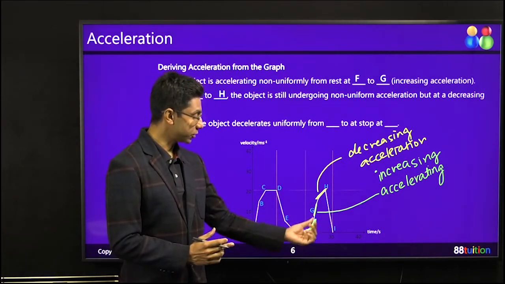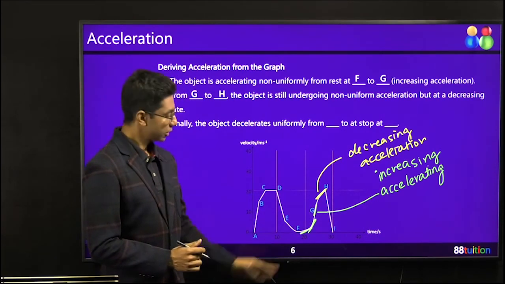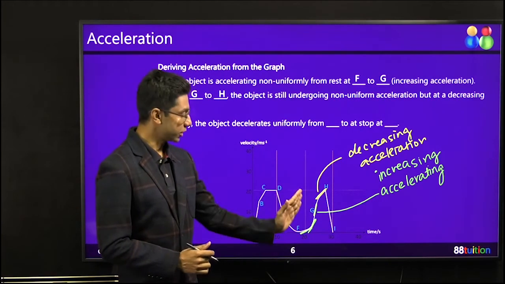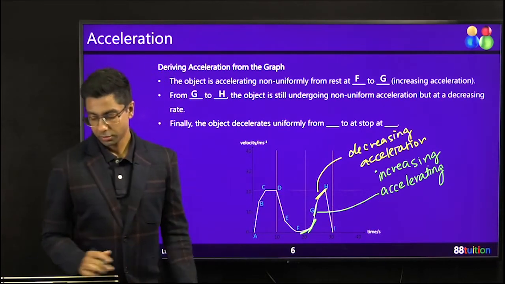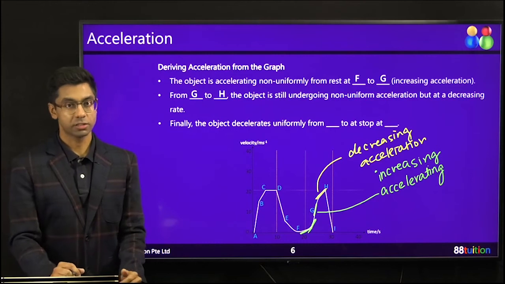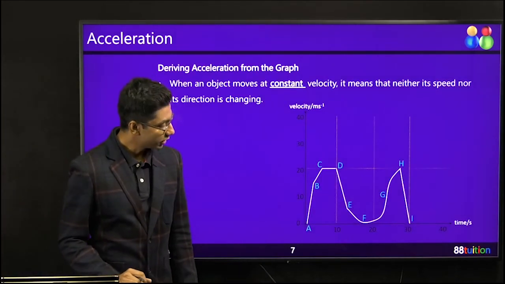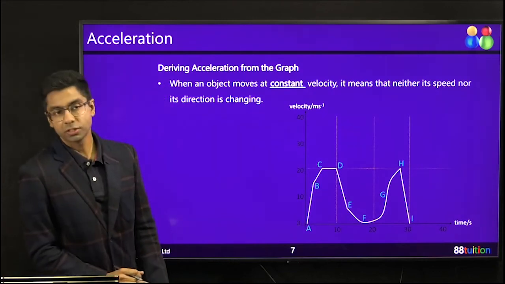If you want to find from here to here the acceleration, is it increasing or decreasing? You can see from the slope. From here to here, is it increasing or decreasing? You can see from the slope, okay? And then finally, H to I is just a deceleration. He wants to completely stop, so he goes straight down to zero within maybe three seconds.